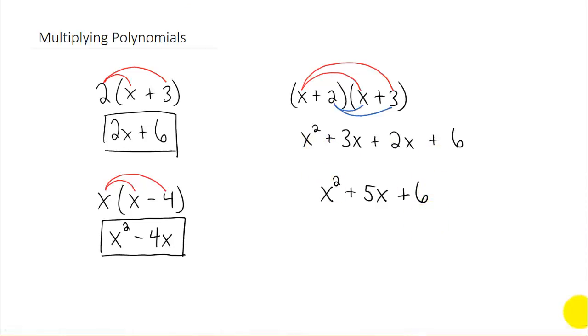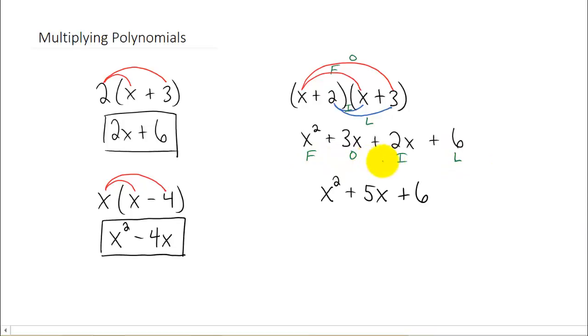Now, this type of multiplication of polynomials happens so often that we actually give it a name, and that name comes from the operations that we did. You'll notice we multiplied the first two terms in the two binomials. We call that F for first. You'll notice we multiplied the outer two terms in the two binomials, so we call that O for outer. Then we multiplied the inner two terms in the two binomials, so we call that I for inner. And we multiplied the last two terms in the two binomials, which we call L for last. That gave us x squared for the first two terms, 3x for the outers, 2x for the inners, and 6 for the last two terms.